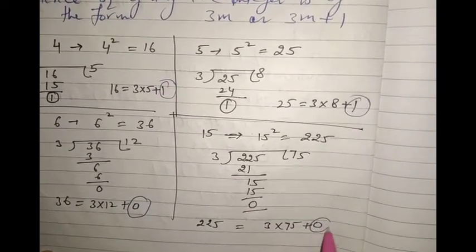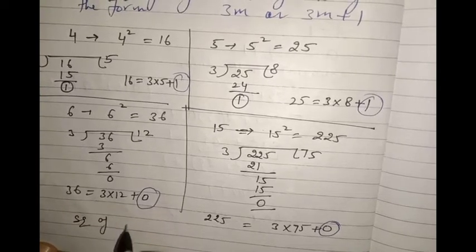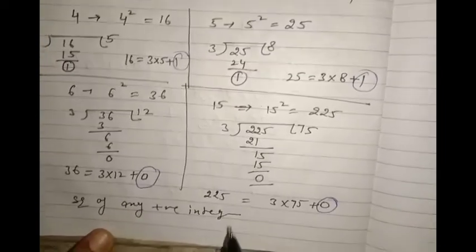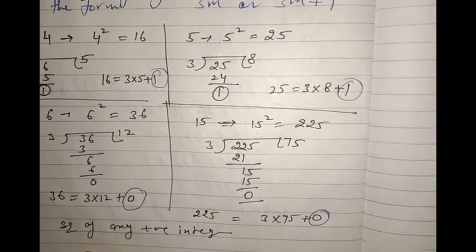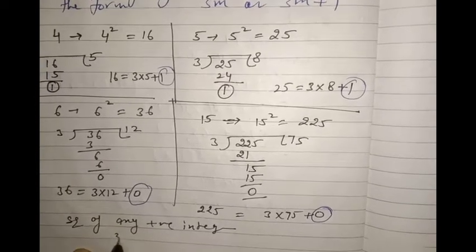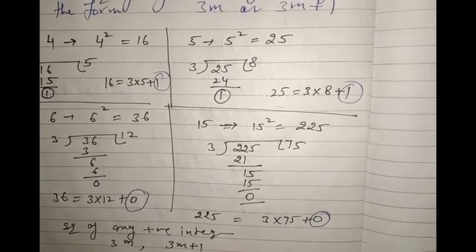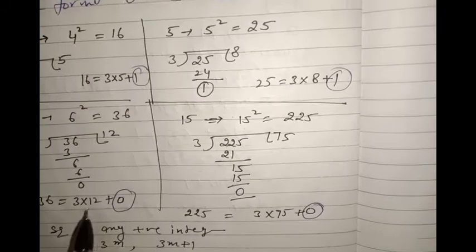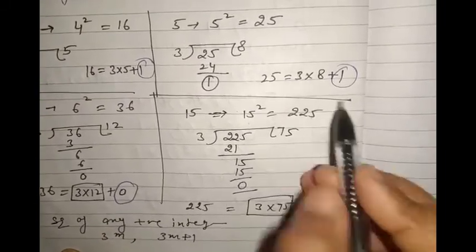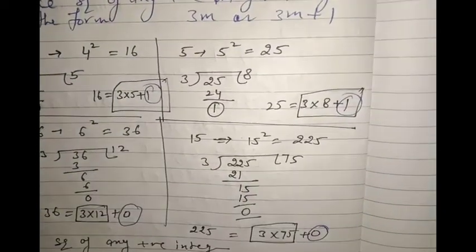And this is the question. We have proved that square of any positive integer, how does it look? If we take any positive integer and square it, how will it look? Either 3m type or 3m plus 1 type. This is the meaning. You can see, this is 3m. This whole is 3m plus 1. I hope the concept is clear to you.